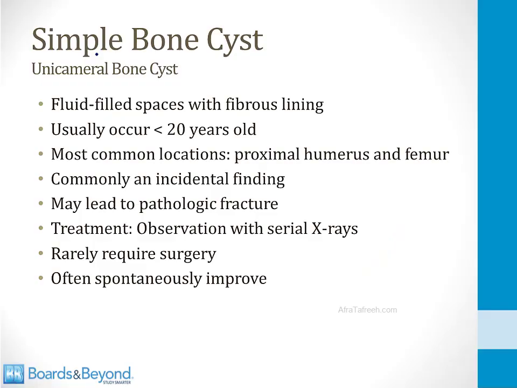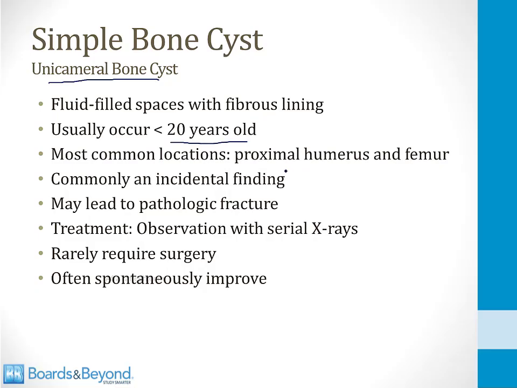Sometimes bones can develop cysts, and these can be a clinical problem because it can be difficult to distinguish them from bone tumors. A simple bone cyst that occurs in a long bone is also called a unicameral bone cyst. The word unicameral means it occurs in one chamber or one place. These are fluid-filled spaces, that's why they're called cysts, with a fibrous lining, and they usually occur in people under 20 years of age, and that's the same demographic as bone tumors. That's why these need to be distinguished from malignancies.